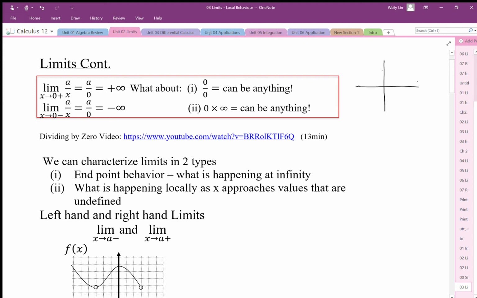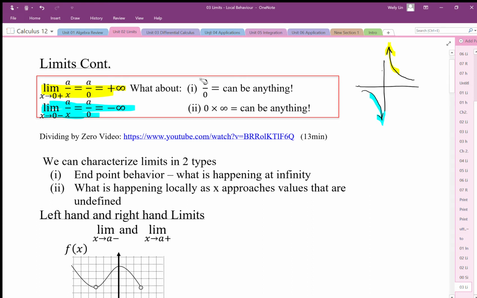So if I draw a picture of this, 1 over x is going to go up like this from the positive side. So that's going to be positive infinity. So that's what's going on here. And as I approach 0 from the negative side, it's going to look like that, and from the negative side, it's going down to negative infinity. So we have to be careful which side we're approaching 0 from.